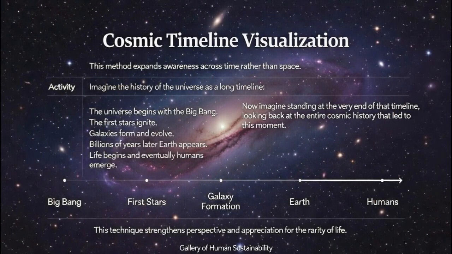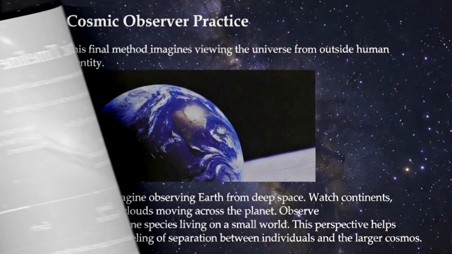5. Cosmic timeline visualization. This method expands awareness across time rather than space. Activity: Imagine the history of the universe as a long timeline. The universe begins with the Big Bang. The first stars ignite. Galaxies form and evolve. Billions of years later, Earth appears. Life begins and eventually humans emerge. Now imagine standing at the very end of that timeline, looking back at the entire cosmic history that led to this moment. This technique strengthens perspective and appreciation for the rarity of life.